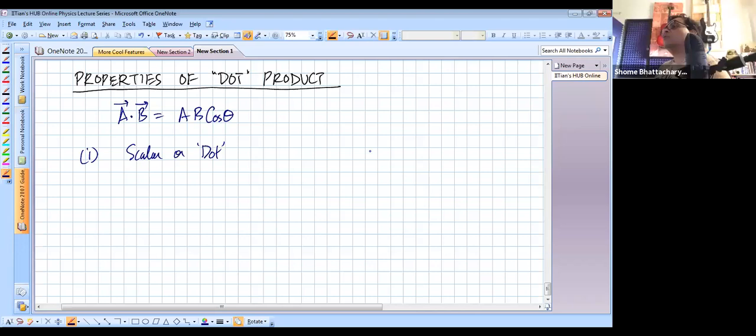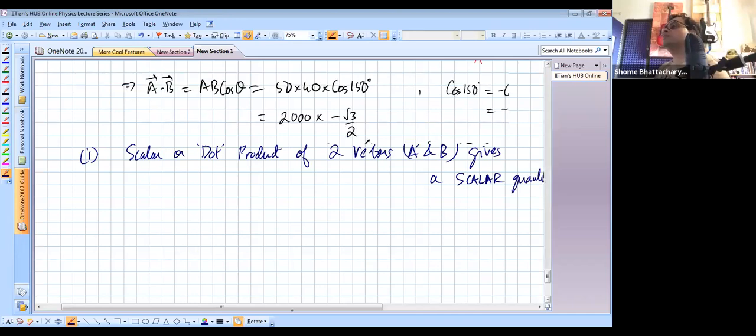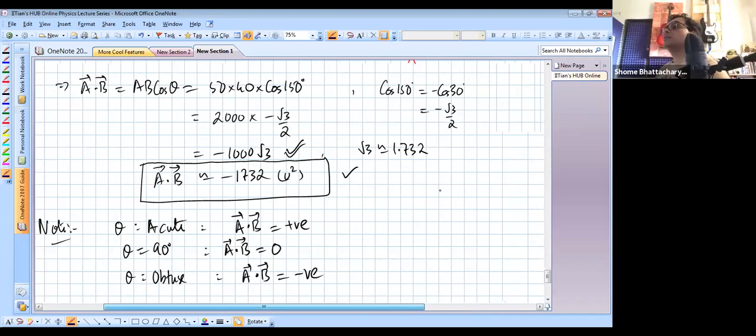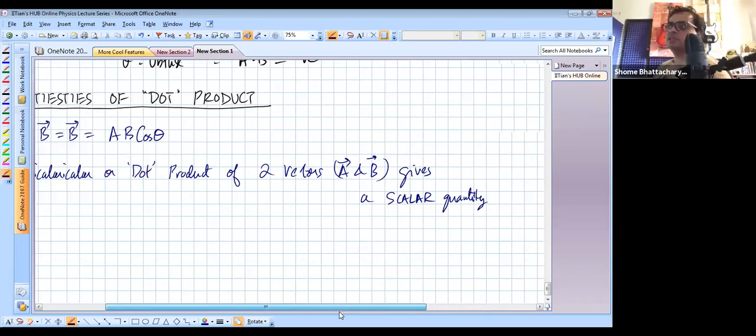Okay. So the first and foremost property that we should see is that the scalar or dot product of two vectors A and B, for example, gives a scalar quantity. So if you think about it, this is the first type of operation we've learned where this happens. The output of my operation gives us a scalar quantity. No other operation we have studied till date has this.